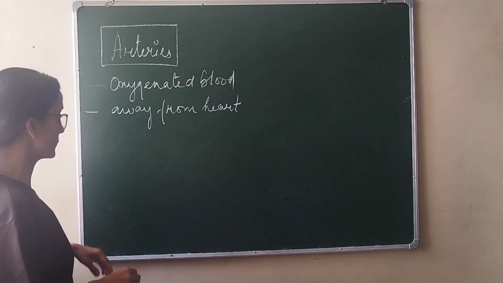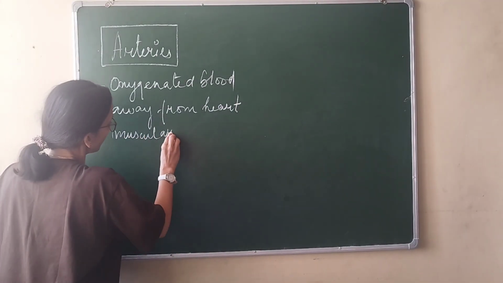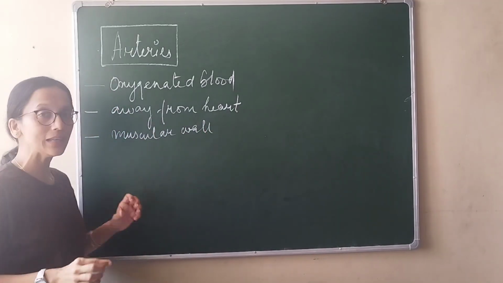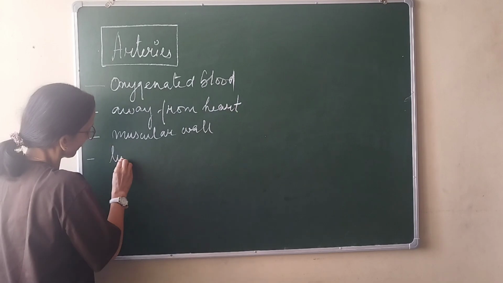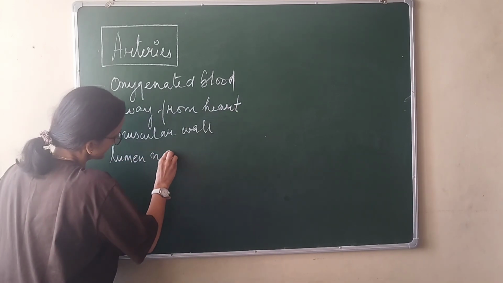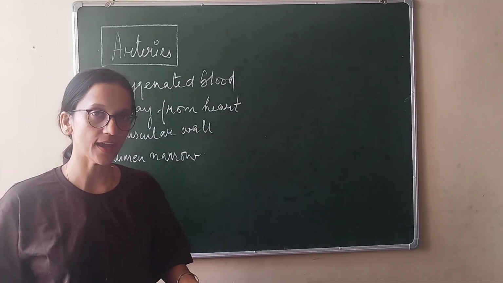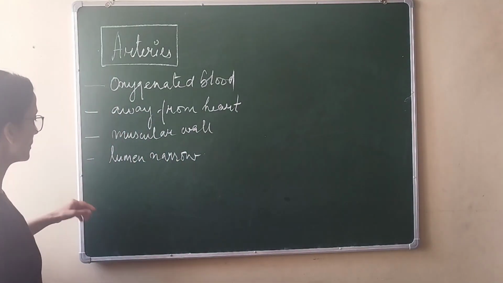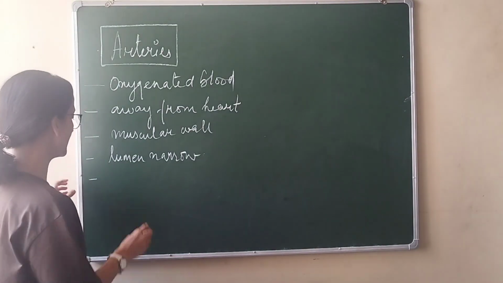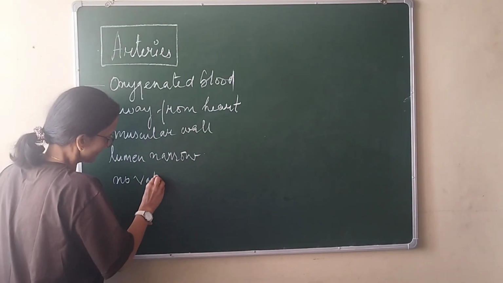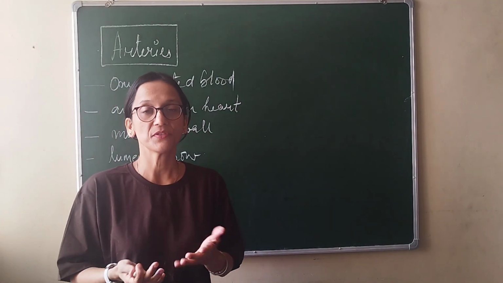Now let us talk about the structure. Structurally, they have a muscular wall. That means the wall is thick, and since they have a muscular wall, the lumen of the blood vessel is narrow. So arteries have a muscular wall and narrow lumen. And now let us talk about whether they have valves or not. There are no valves present in arteries. So no valves. What are valves? Valves are those structures present in a blood vessel which prevent backflow.